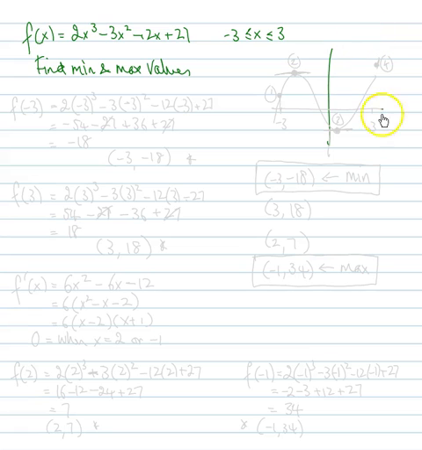I'm going to draw a very rough sketch. I have no idea what this cubic's going to look like, but let's say it looks something like that. And we're given this domain, from minus 3 to 3. So don't judge too much about whether the minus 3 comes before this bump or not. I'm just trying to have some idea of what this diagram might look like. So we have to find the minimum and maximum values.